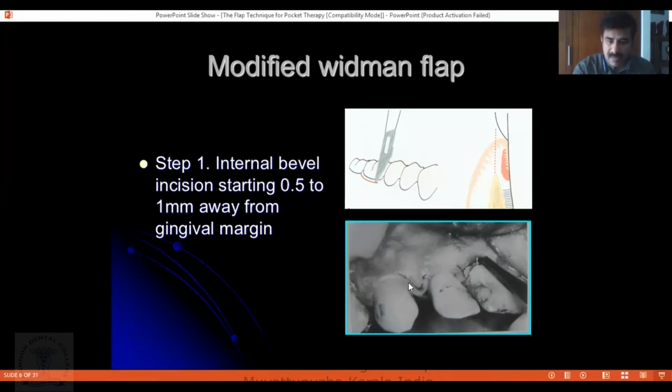So about 0.5 millimeters. Suppose this is the gingival margin. This is a black and white photograph, I don't know whether you can appreciate it well. So this is the gingiva. About 0.5 millimeter from the margin, you put an incision directed towards the crest of the bone. By putting this incision, what you're doing is, this is the inner lining of the pocket, and this is the outermost wall of the pocket. So you are just removing this inner lining, which is diseased. That is the basic idea of giving an internal bevel incision.